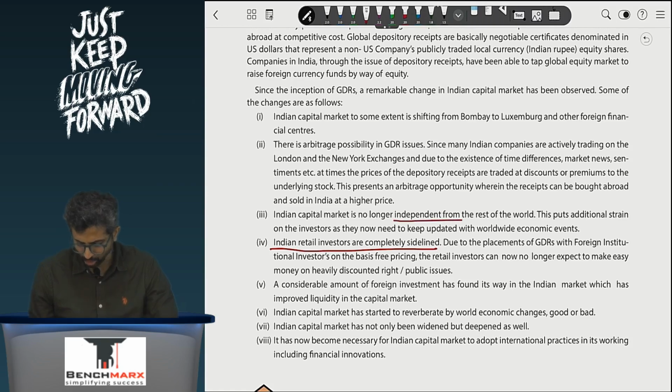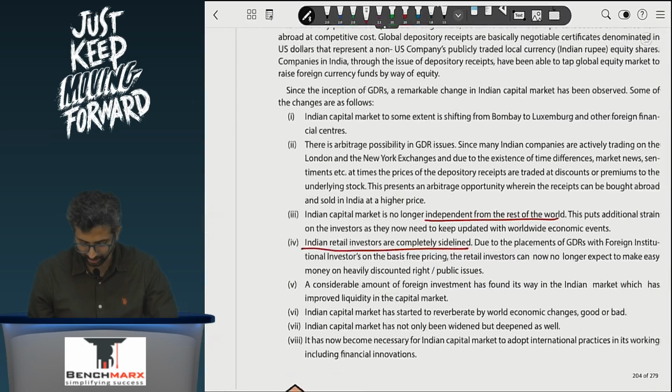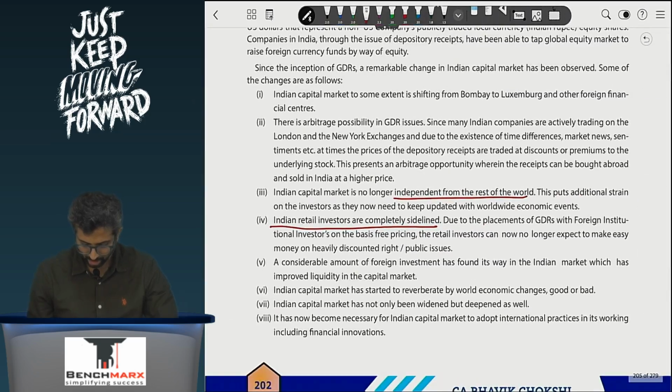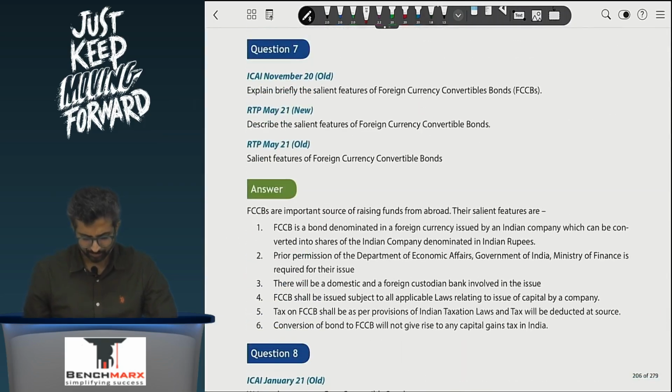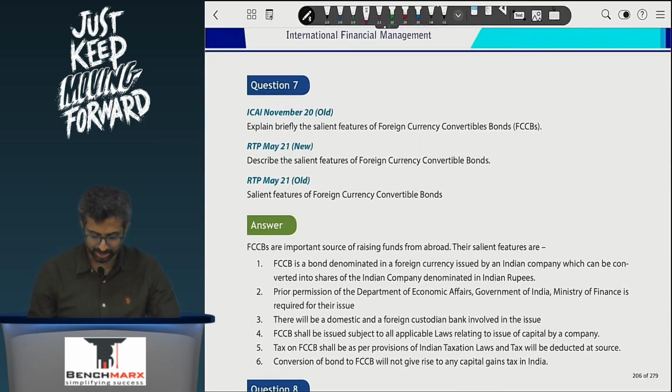Capital market is not independent from the rest of the world. Indian capital market is shifting. Considerable amount of foreign investment has found its way into the Indian market, so you might as well do it in their currencies only. Okay. Next you have this question, explain briefly the salient features of an FCCB, foreign currency convertible bond.